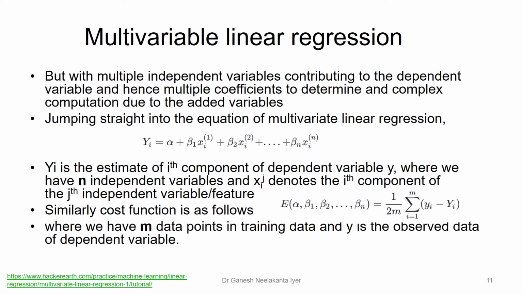But when multiple independent variables contribute to the dependent variable, multiple coefficients need to be determined and complex computation will result. So the equation will look like this: y equal to maybe beta 0 or alpha plus beta 1 x1, beta 2 x2, etc. And you can have the cost function as given here. Cost function is 1 over 2m sigma (Yi minus yi) squared, where capital Yi is the estimate of the ith component of the dependent variable.